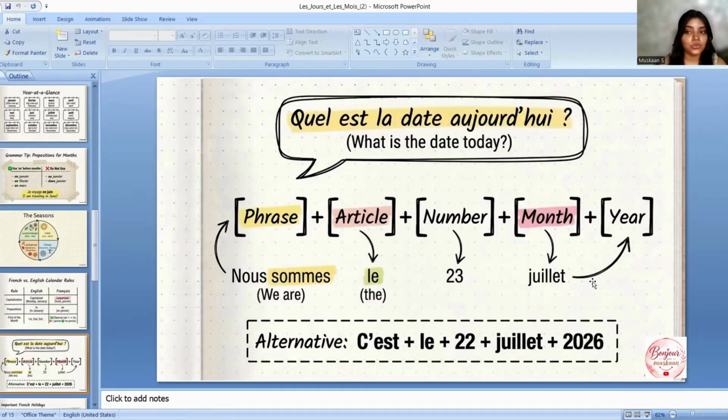C'est le 22 juillet 2026. So that's how you write the date. And don't forget to write the date in the comment section, the date on which you are seeing this video.